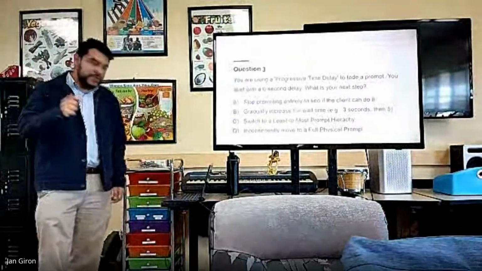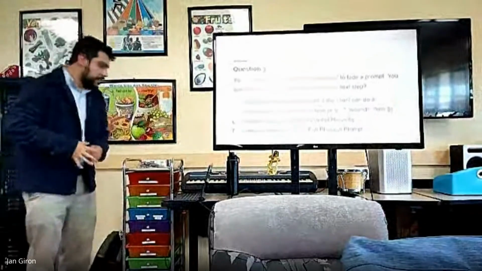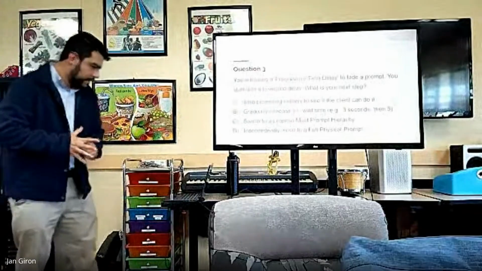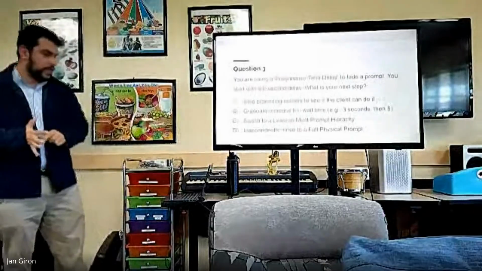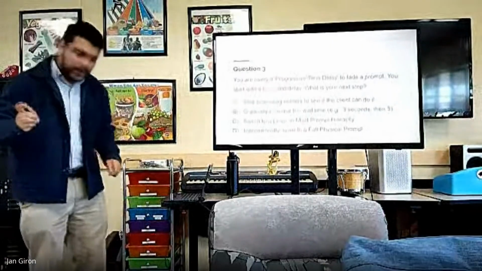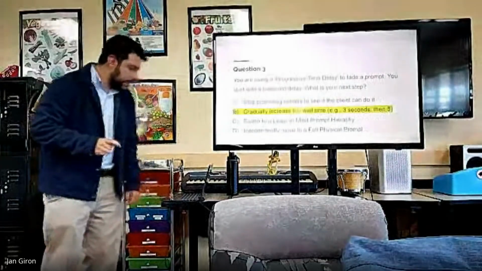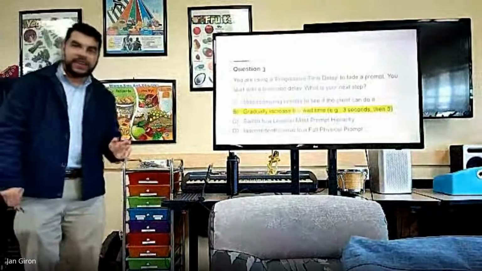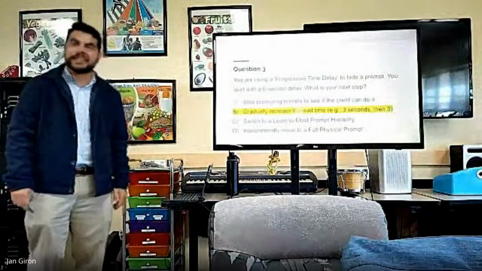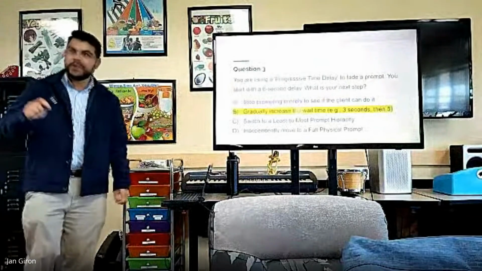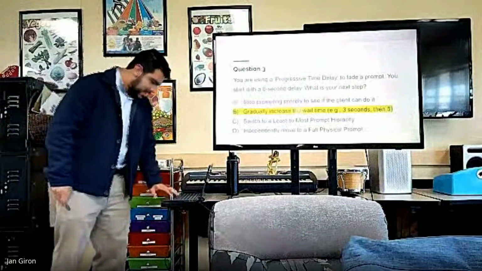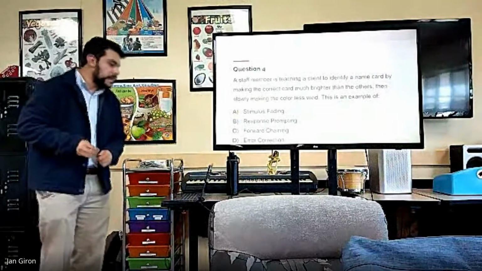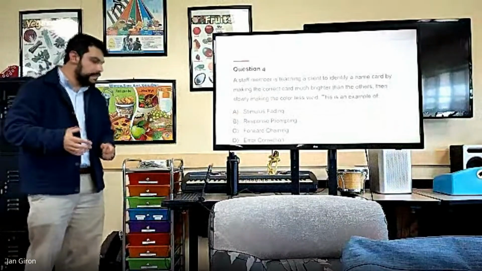You are using a progressive time delay to fade a prompt. You start with a 0-second delay. What should be your next step? That would be a gradual increase over time. Everyone saying B? Yes, that's right. So, they do well at 0 seconds. How about we introduce 3 seconds? You can see how they do. And then we go up to 5 seconds. Very good.